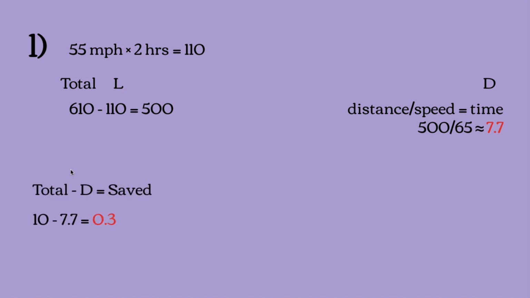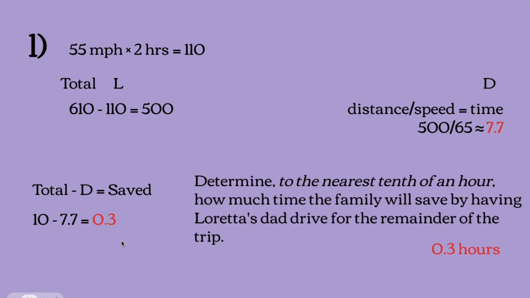So then we subtract our total amount from the last part, which was 10, minus the dad's time, which was 7.7, to get the amount of saved time, which was 0.3, because that's what they're asking here. So for the second part of the question, we get 0.3 hours, and they asked us to determine to the nearest tenth of an hour how much time the family will save by having Loretta's dad drive for the remainder of the trip. So here's our answer.